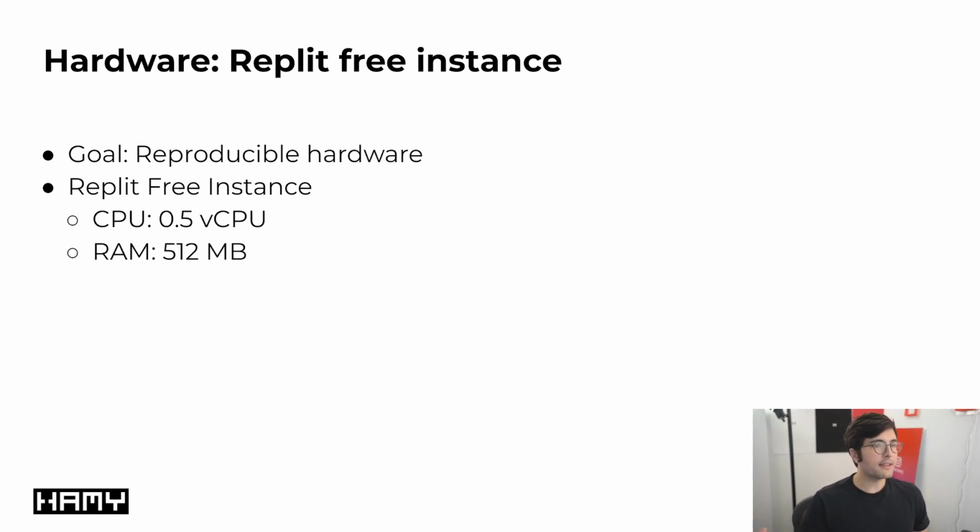Does this really mean anything? Not really. You can't really compare this probably with a runtime with similar features on AWS or Google Cloud, because they're all going to have their own little quirks. But theoretically, one Replit free instance versus another Replit free instance should be more or less the same.